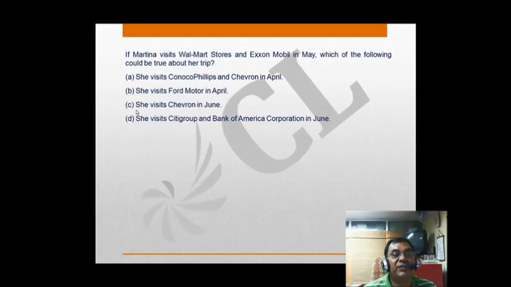If Martina visits Walmart store and Exxon Mobil in May, which could be true about her trip? Could be true. That means we have to check it. The first option, Conoco Phillips and Chevron in April, is not possible because if they have come, the Walmart had to come, which is not there, so it is out.